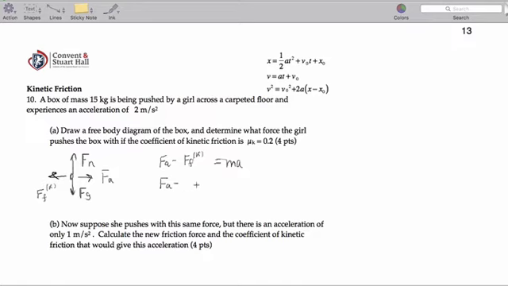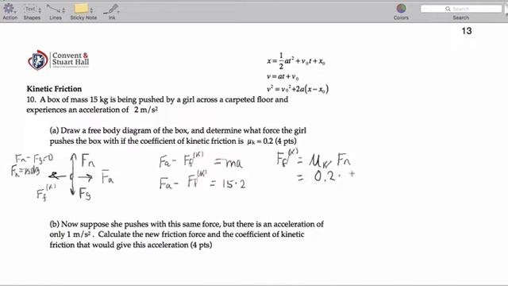So Fa minus the force of friction equals m, which is 15, times a, which is 2. Let's go ahead and calculate that friction force. And that's going to be mu kinetic times the normal force, which will be 0.2. And now let's get that normal force by balancing vertical components. So Fn minus Fg equals 0. And that tells us that the normal force is 150 newtons.